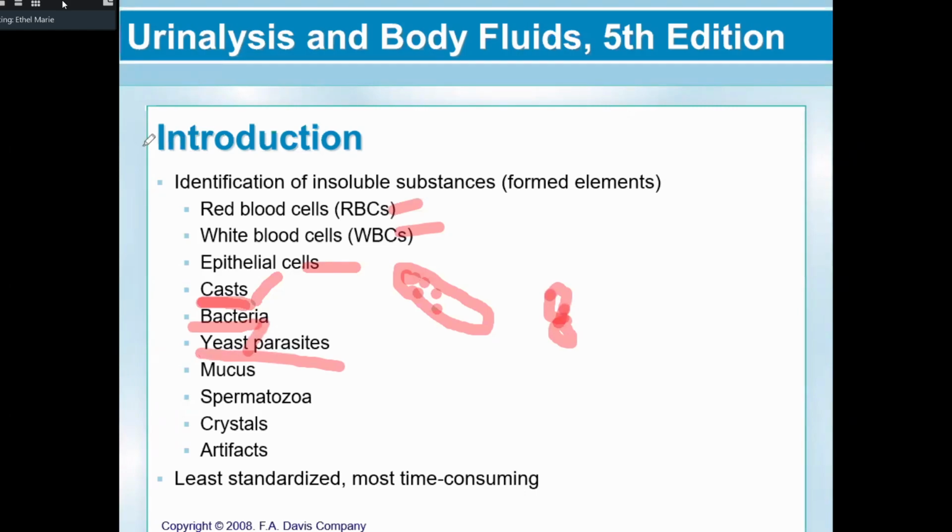Parasites, di ba, na-discuss nyo before sa parasitology ninyo, for example, presence of Schistosoma haematobium ova o kaya naman yung pinworm egg, I'll call this one, Enterobius vermicularis, yung D-shaped egg niya. So ova niya, pwede nating makita sa urine. Okay? And then we also have presence of mucus, that we usually consider as non-significant, but may be increased in some conditions.